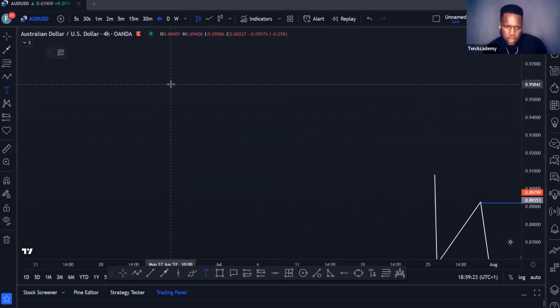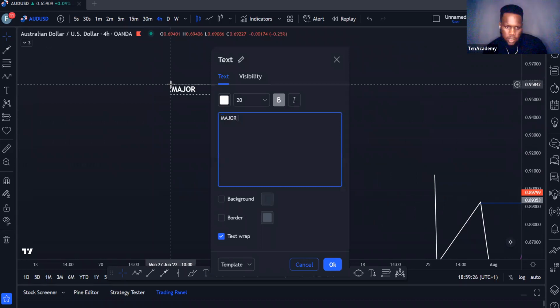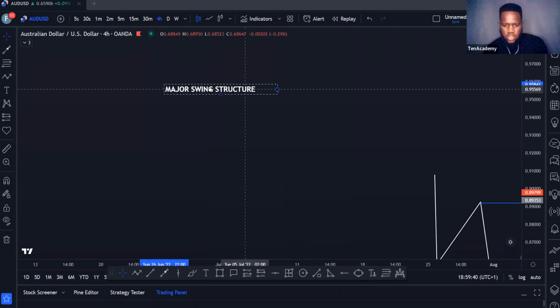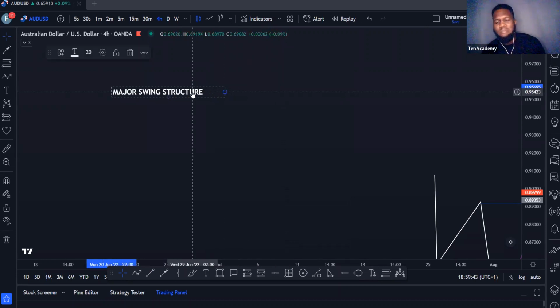Okay, major swing structure. All right, so let me start by defining what major swing structure is. Major swing structure gives you the real structure of price. It gives you the long-term structure of price.